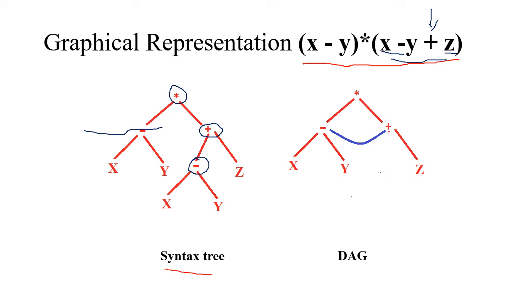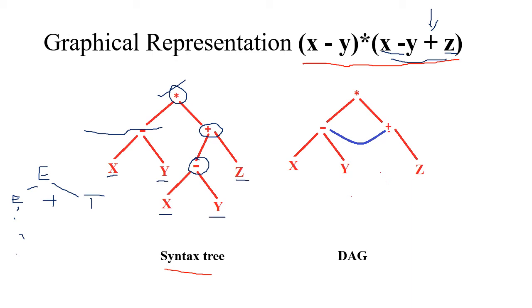So, what is the difference between a parse tree and a syntax tree? In the parse tree, we use our grammatical variables, for example E gives E plus T, like that. In the syntax tree, the internal nodes are operators and leaf nodes are variables.